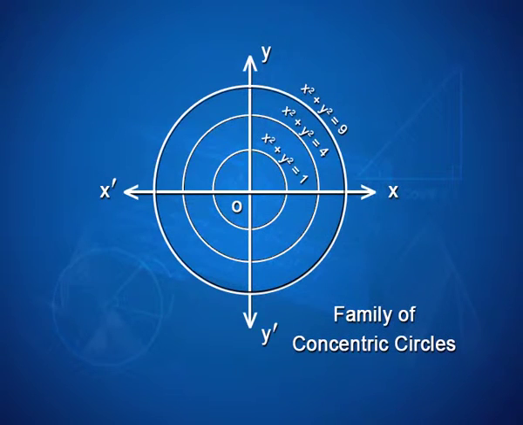Here you can see in the figure the family of concentric circles. The inner circle is of equation x square plus y square is equal to 1 and this circle is of equation x square plus y square is equal to 4. Similarly, the outer circle is of equation x square plus y square is equal to 9.